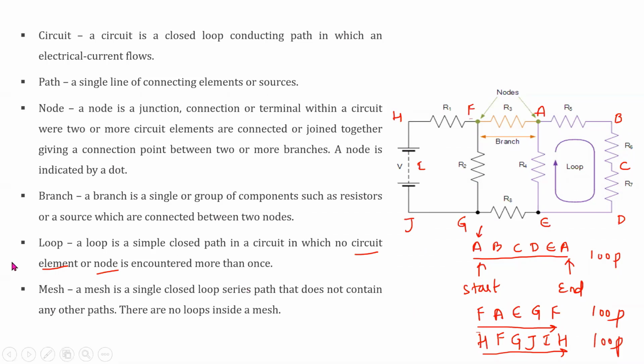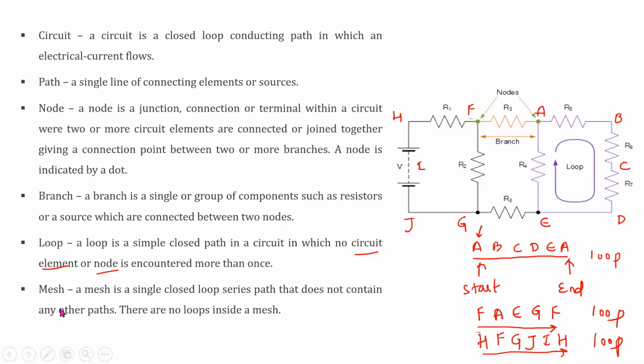Hopefully you have understood the meaning of loop. It is a closed path in which none of the nodes are repeated, none of the elements are repeated, and none of the nodes are repeated except the first node. If that is the case, we can call that a loop.